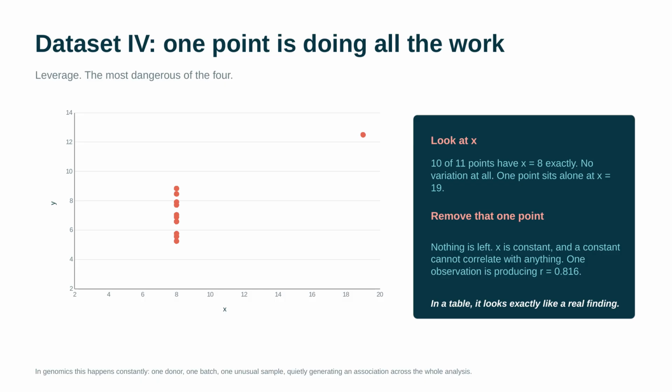All of it. Remove that single observation and there is no relationship left to measure, because x is constant and a constant cannot correlate with anything. So R equals 0.816 is being produced by a single data point. This is leverage, and it is the most dangerous of the four, because in a table it looks exactly like a real finding. And in genomics this happens constantly. One donor, one batch, one sample with an unusual value, quietly generating an association across the whole analysis.